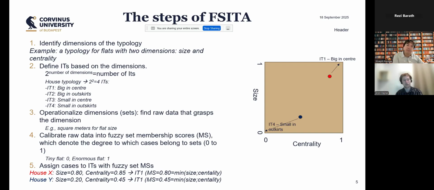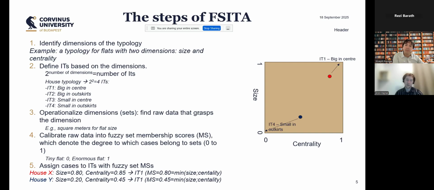So for instance, say there is house X that has a fuzzy set membership score of 0.8 in size, so it means that it's fairly big, and it has a fuzzy set membership score of 0.85 in centrality. It means that it's quite central as well, and this will lead to a membership. It will mean that this house belongs to IT1 because it's a big central house, and that it has a membership score in IT1 of 0.8.